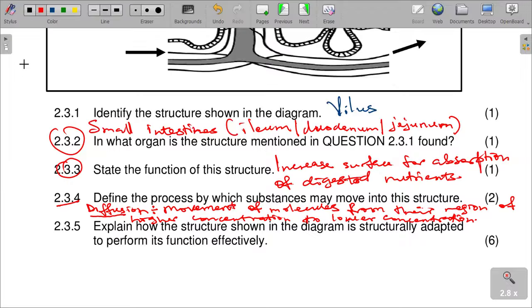And then the next question, 2.3.5, explain how the structure shown in the diagram is structurally suited to perform its function.